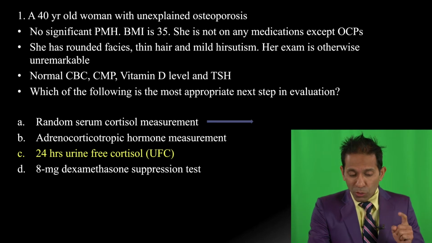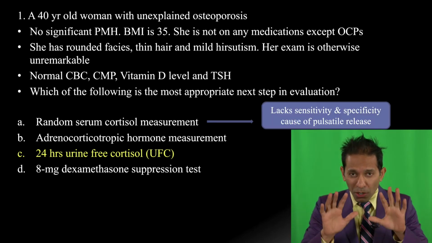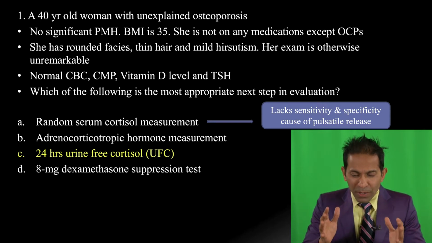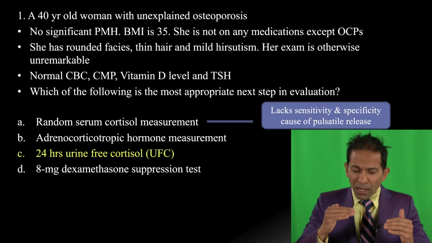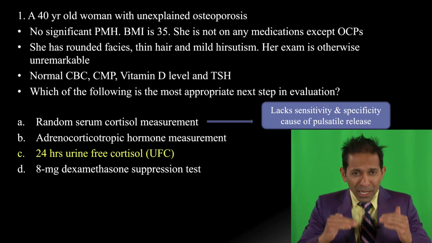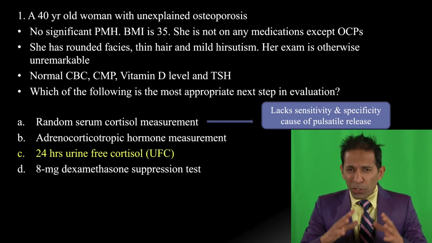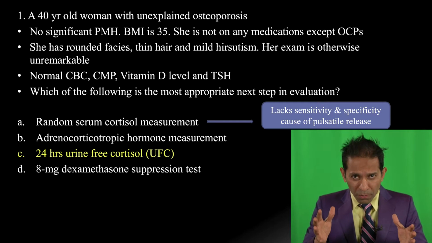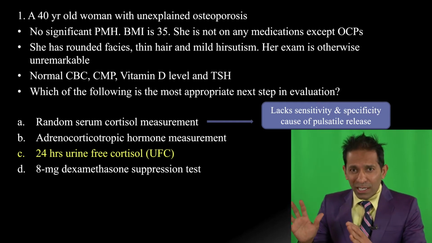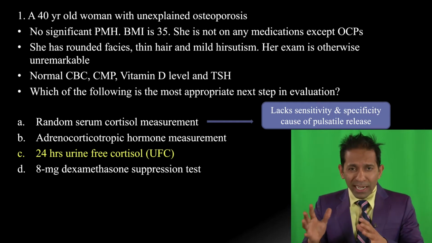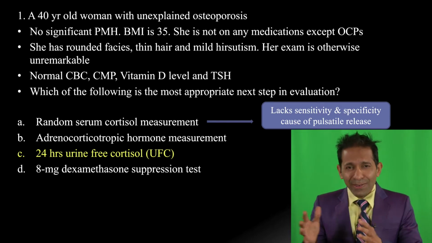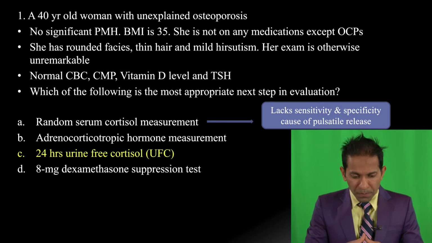First, let me explain you option A. Random serum cortisol level, they lack sensitivity and specificity because cortisol has pulsatile release. And we don't check 8 a.m. cortisol level for screening of Cushing syndrome. We can check for adrenal insufficiency. So random or 8 a.m. serum cortisol level has no role in the screening as well as diagnosis of Cushing syndrome.